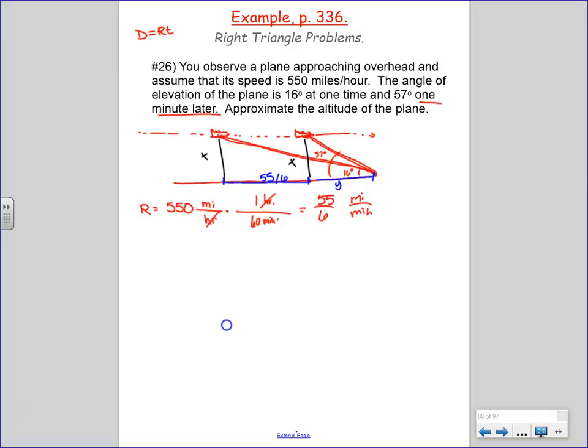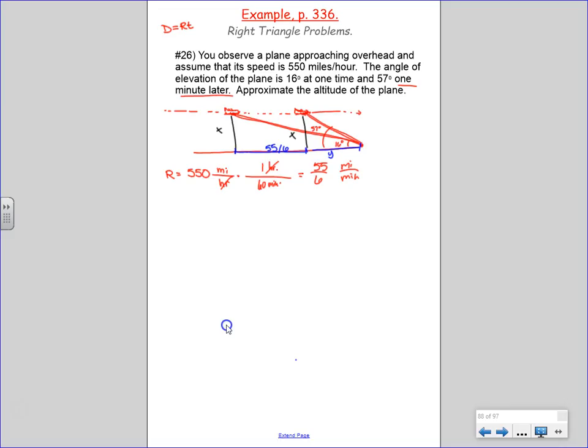But wait, you guys willing to go out on a limb just a little bit? Tangent of 60 plus x over 55 over 6 plus 1. Let's do it step by step. Tangent of 16 equals who? X over 55 over 6 plus 1. That's an equation, because I need that whole side for the 16. I need that whole side, the 55 over 6 and the 1.